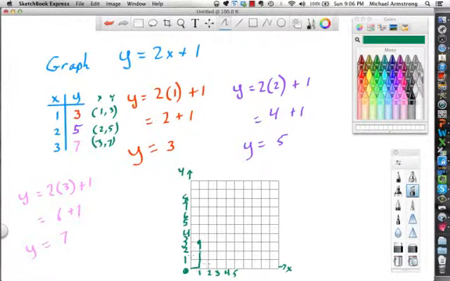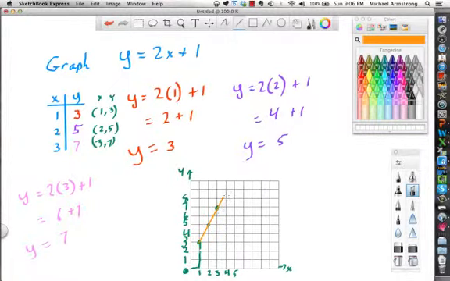The next one is 2, 5, so we go over 2 and up 5. And you can see that we've counted 1, 2, 3, 4, 5 up. We counted 2 over. And the next one is 3, 7. So you go over 1, 2, 3 and up 7. And again, if I take a pencil and a straight edge, I can make a line that crosses through all these.